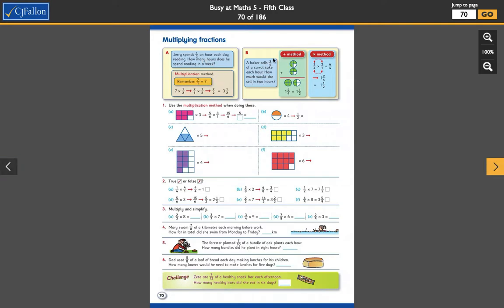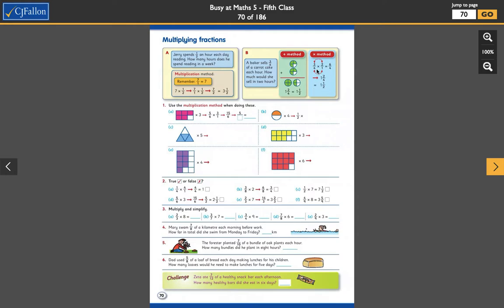Over here, a baker sells 3/4 of a carrot cake each hour. How much would she sell in 2 hours? So here's the 3/4 in 1 hour, here's the 3/4 in the other hour, and we're adding them to get 6/4, or 1 2/4. And then they've renamed that as 1 1/2. So they've added it here, 3/4 plus 3/4.